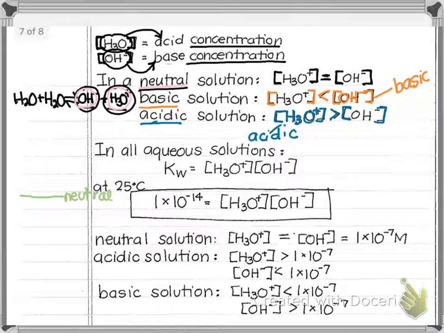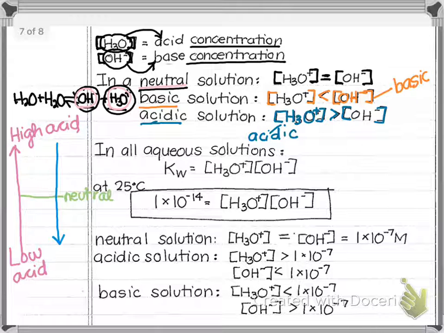So when we're neutral, it means the acid and base are equal to one another. When we're acidic, so this would be high acid, and this would be low acid. And then if we know that we also have base present, we have high base, which is the OH minus, and low base. And in the middle, they're equal.